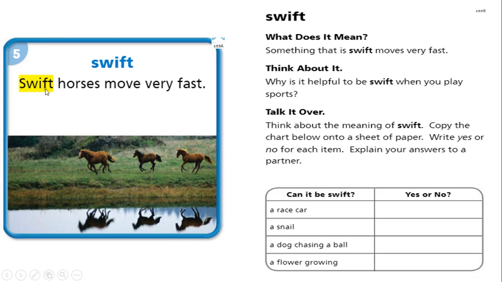Swift. Swift horses move very fast. But what does that mean? Swift. We know that horses are really fast. So, once they move very fast, we call them swift. Swift horses. It means something that is swift moves very fast. Swift, very fast.